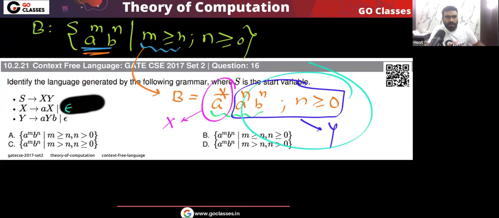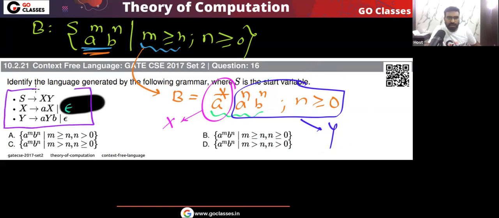Okay, what else do I need? I need a^n b^n, so that is already fine. So now this grammar, what will it generate, tell me. Now this grammar will give you the answer option B. Okay, is this clear? I hope you are understanding the analysis.